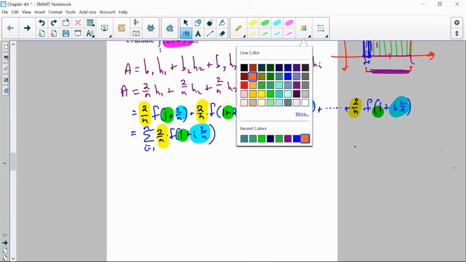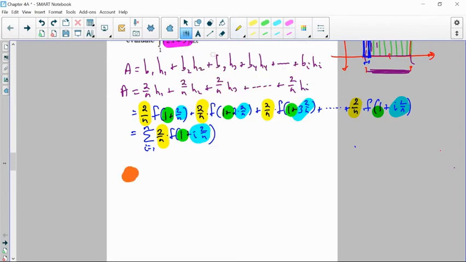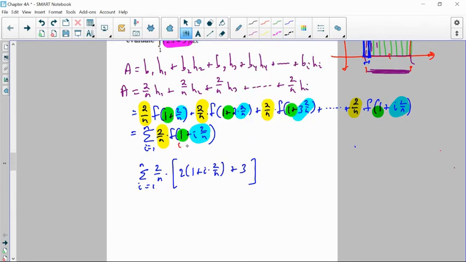So now we have the summation i equals 1 to n of 2 over n, and then our function was 2x plus 3, so it's 2 times 1 plus i times 2 over n, plus 3. Right? There's our 2x plus 3 function where we're inputting this value here. That's my x. So there's the structure, 2x plus 3.